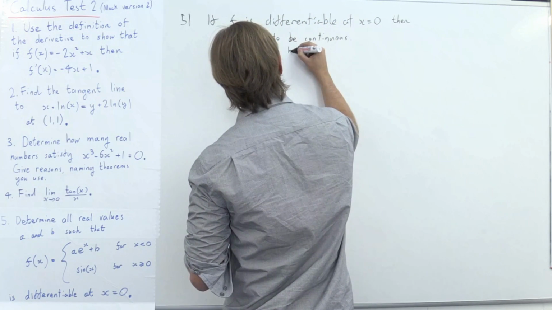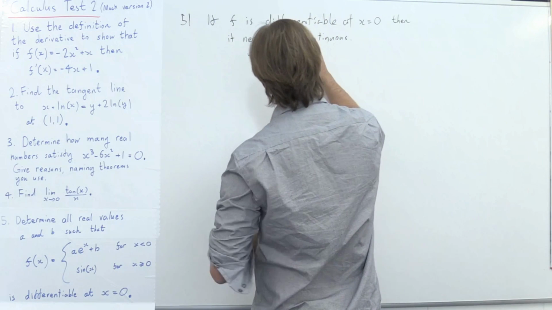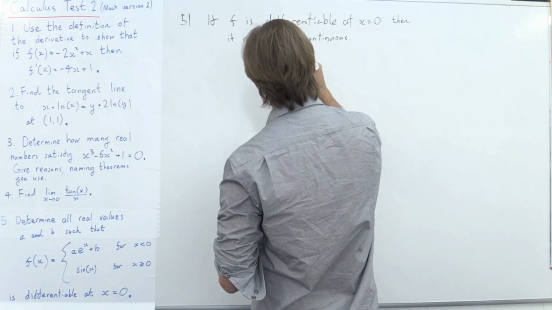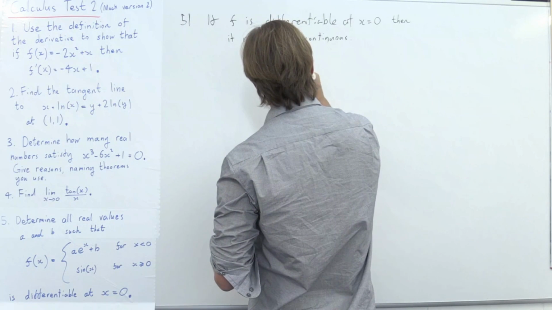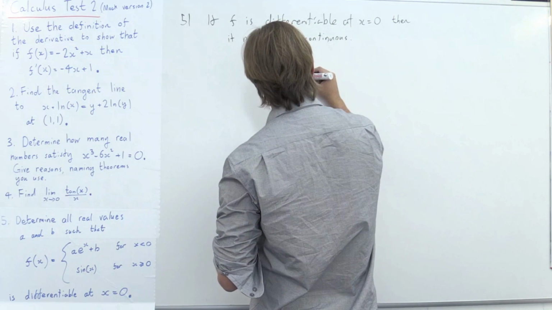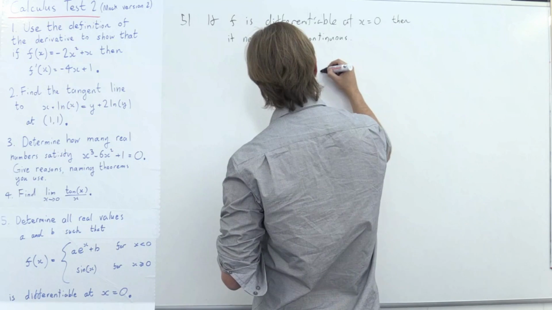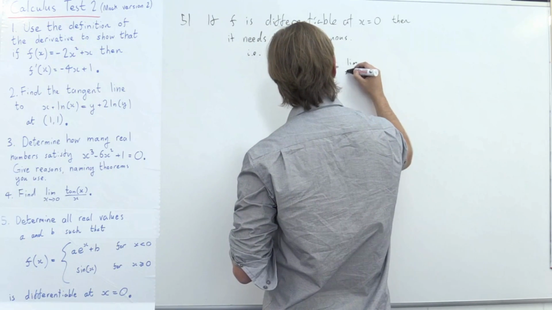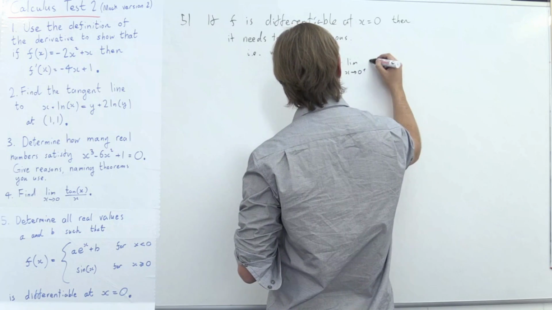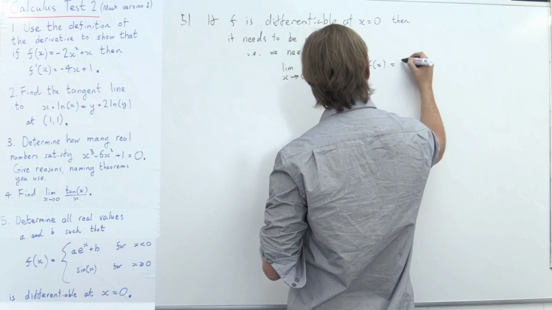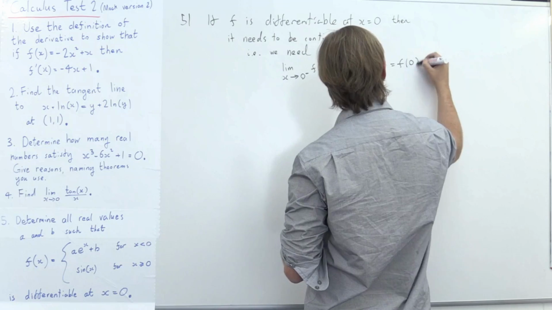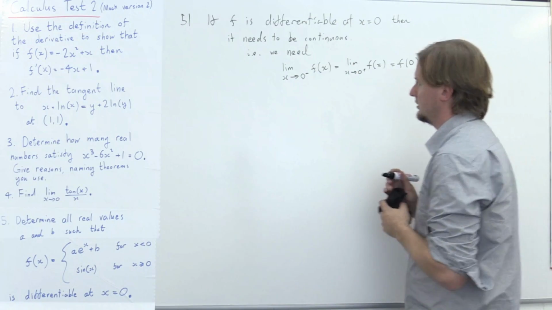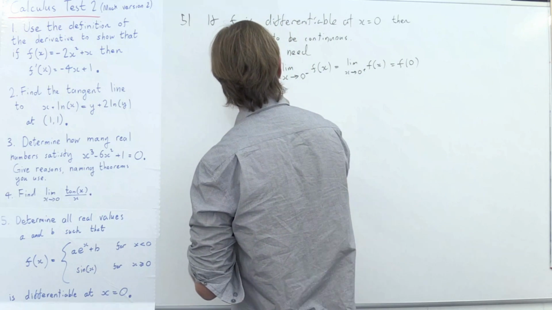What we need is that the limit as x approaches 0 from below of f of x be equal to the limit as x approaches 0 from above of f of x, and that must also equal f of 0. Now, we can look at each of these individually. Turns out two of these are exactly the same.